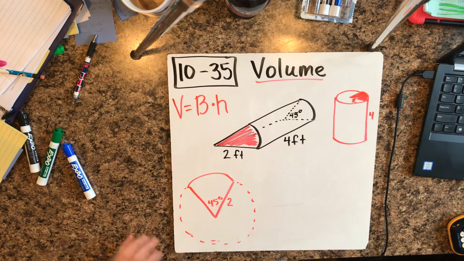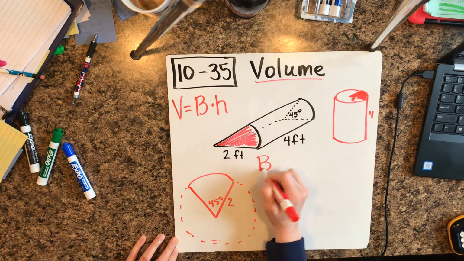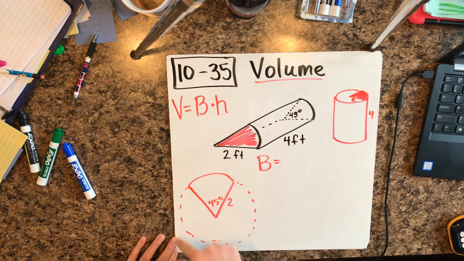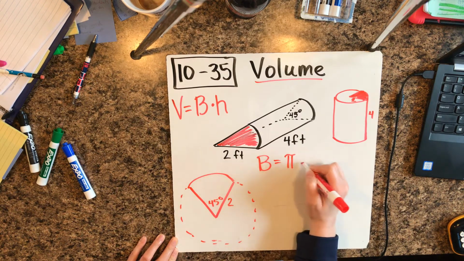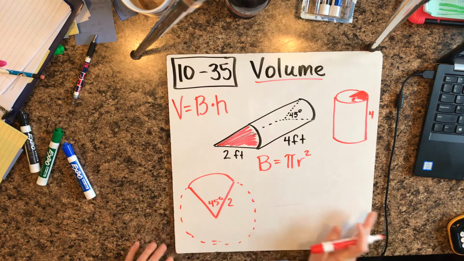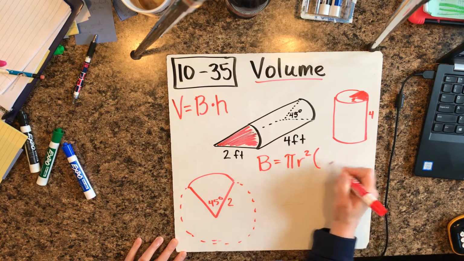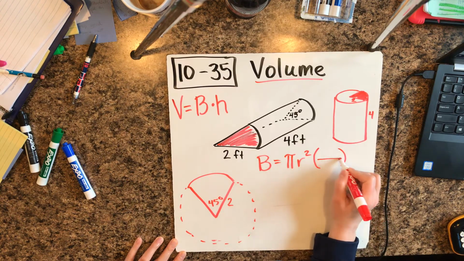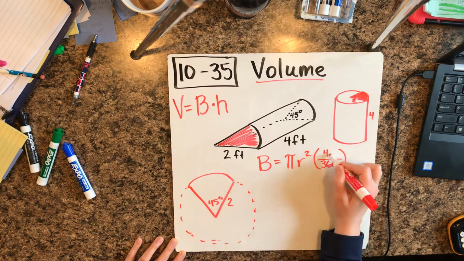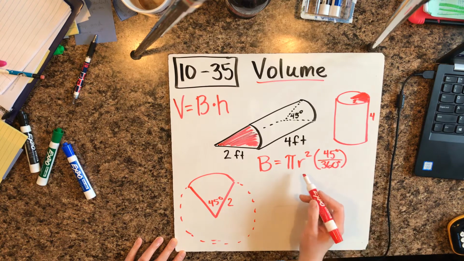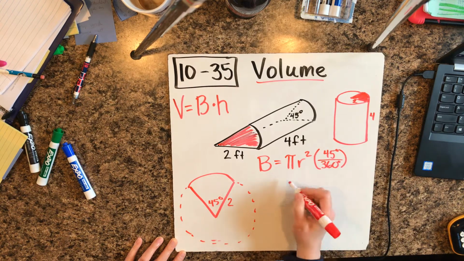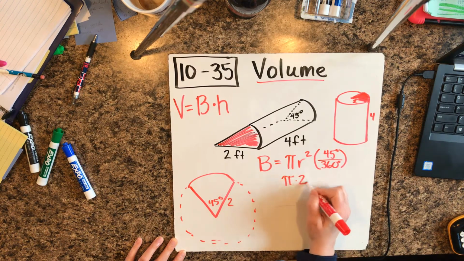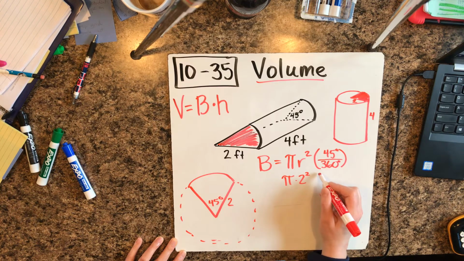So how do I find the area of the circle? Capital B represents area of the base shape. An area of a full circle is pi r squared, but this is just a piece of the circle. How much of the circle is it? Well, an entire circle is 360 degrees, and this piece is 45 degrees. Okay, and the radius is just this part that they're giving me. It's 2. So pi times 2 squared times 45 out of 360, that's going to be the same as 1/8.